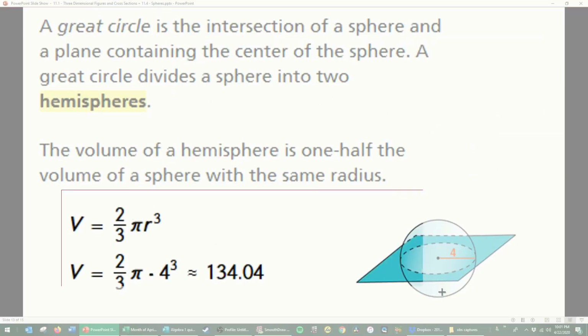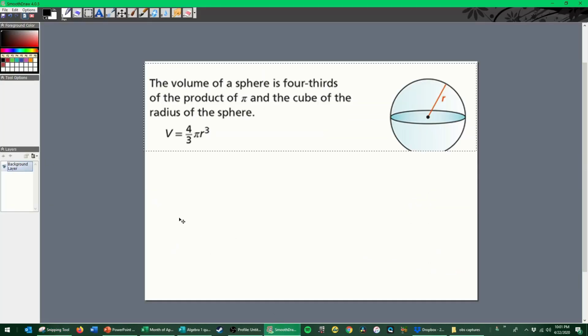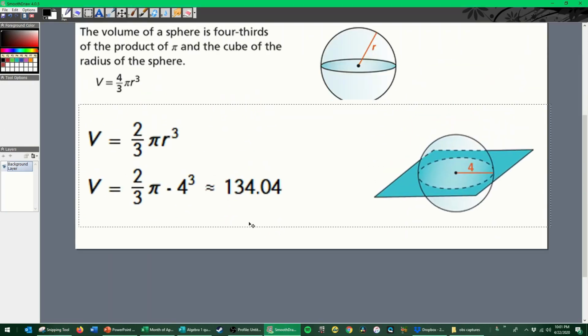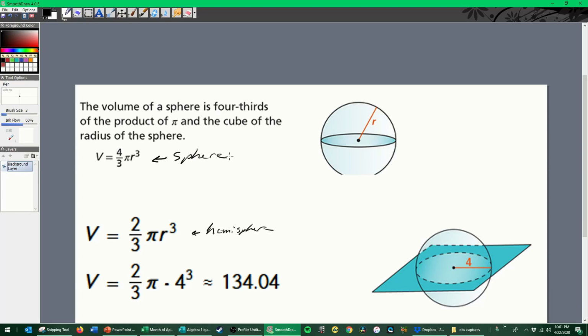Whoops. So let's leave that one there. Oh, did I just erase my other one? No. Okay. So for a sphere, we're going to use this formula. And for a hemisphere, we're going to use this formula. But is it very obvious to everyone watching this video now that 2/3 is 1/2 of 4/3?